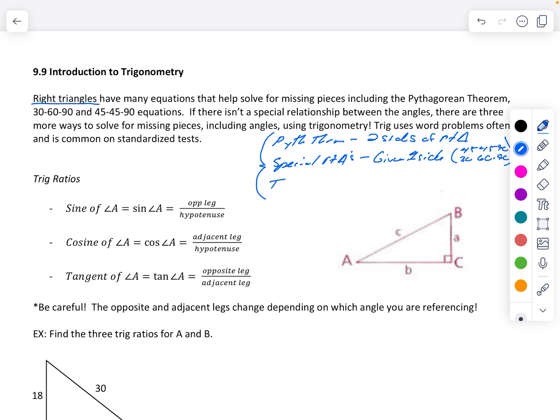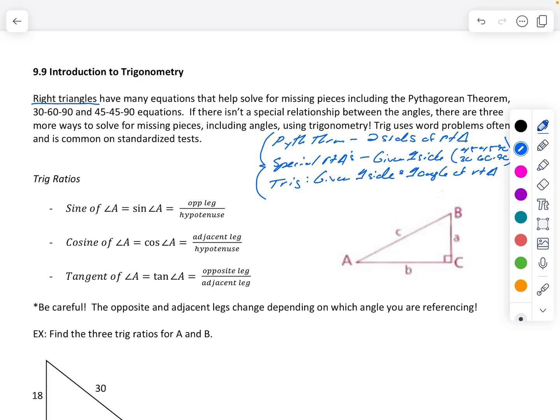So finally, today we're going to be looking at trig. And for this one, you could be given one side and one angle, other than the right angle, of course, of a right triangle. And so now with trig, we'll be able to solve for missing sides or missing angles given only one side and one angle, which we couldn't do. We couldn't solve anything like that before.